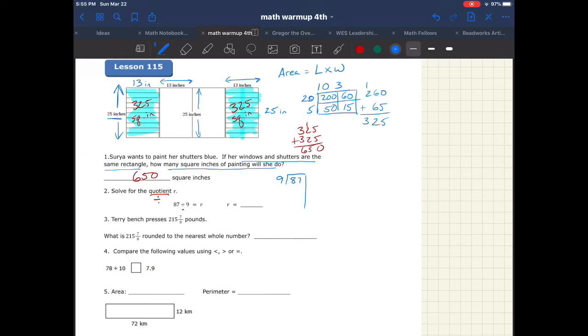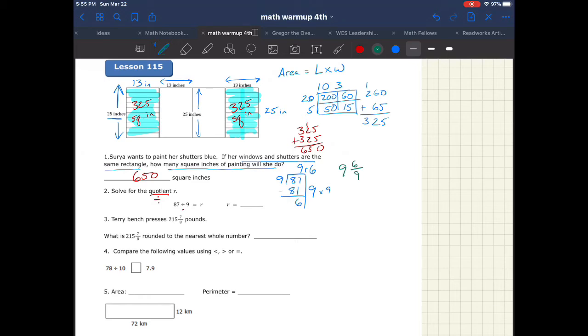I know 9 times 9 is 81. And there are 6 left. So our answer here could be 9, remainder 6. And if you got 9 remainder 6, that is fine. But we could take this a little farther and say instead of 9 remainder 6, we have 9 and we have these 6 left over, but we are still trying to divide it by that original 9. So instead of 9 remainder 6, we can say 9 and 6/9.